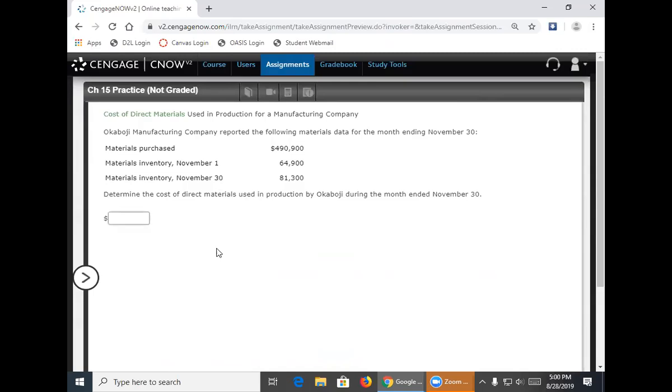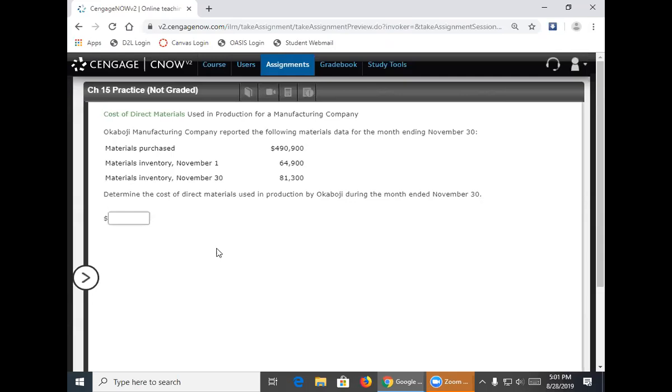So for example, on that one, we had a beginning inventory, November 1, of 64,900. So that gets debited. And then we have purchases of 490,900.